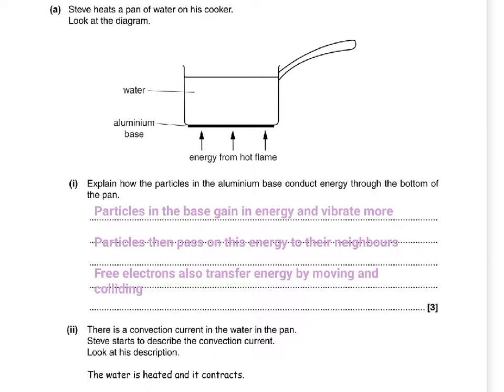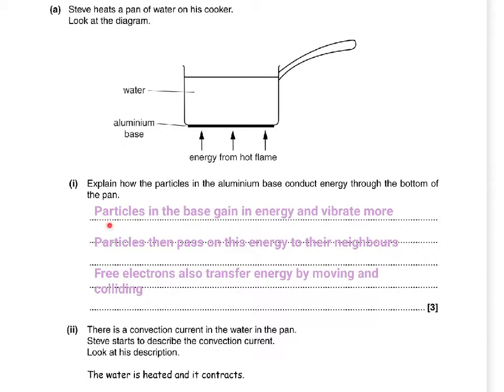What we're concentrating on is just the energy moving through the base of the pan. So it's just conduction. That's all we've got to do, is explain how conduction works. We don't have to talk about convection. We just focus on how the heat energy moves through the base of the pan. So it's the classic explanation.